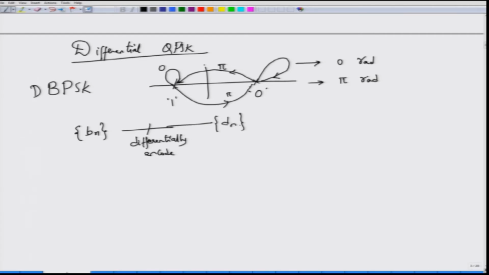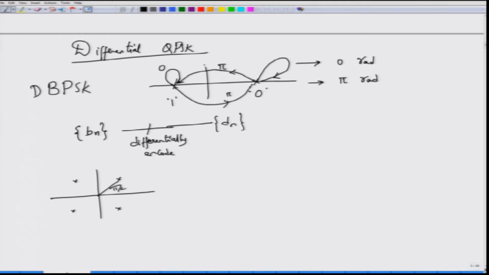The details of this you can see in the exercises that we give out for this particular module. I do not want to go into the details of that, that is not really important for us, but you can extend the same idea to differential QPSK as well. Remember, in the QPSK you have 4 different phases.